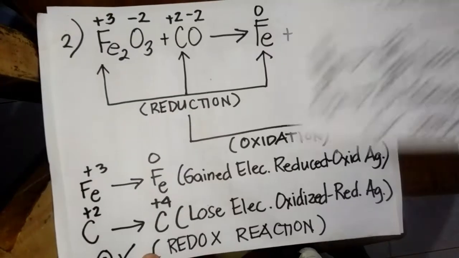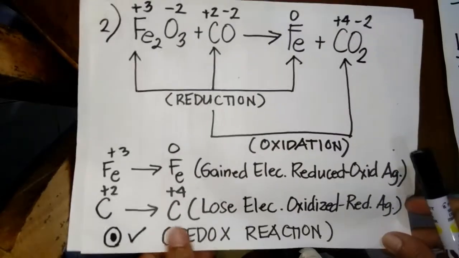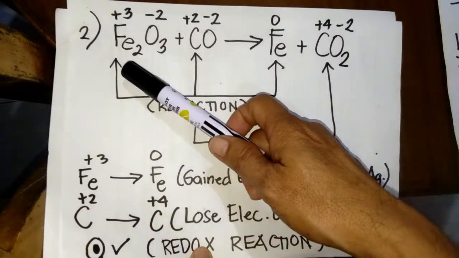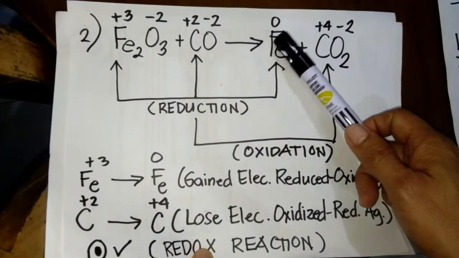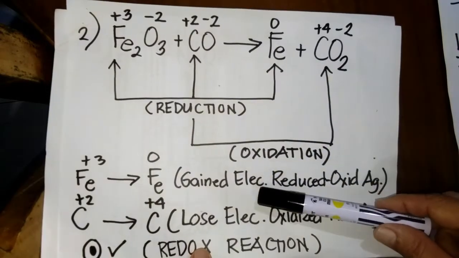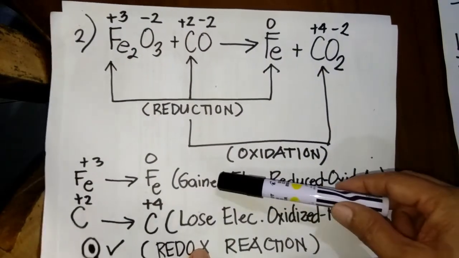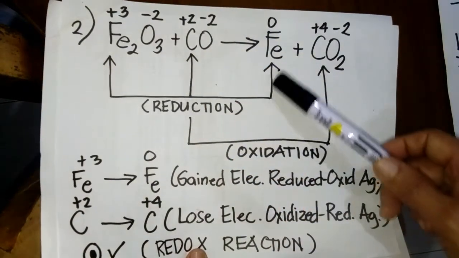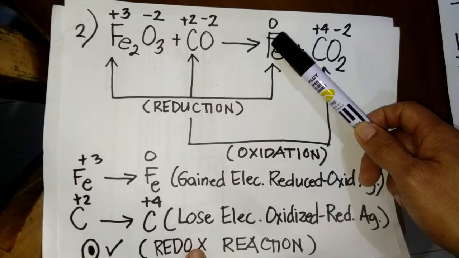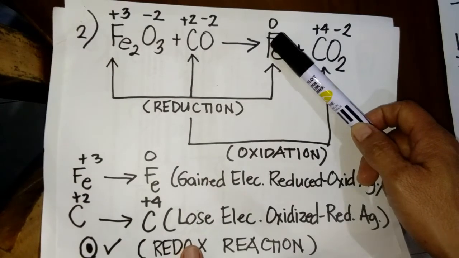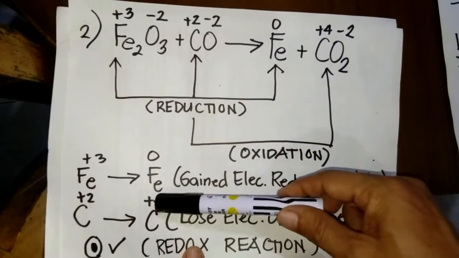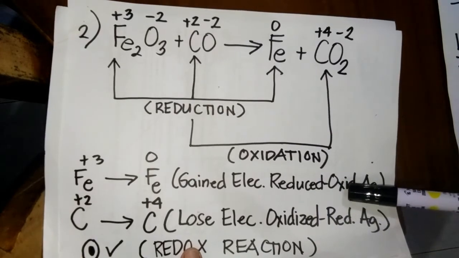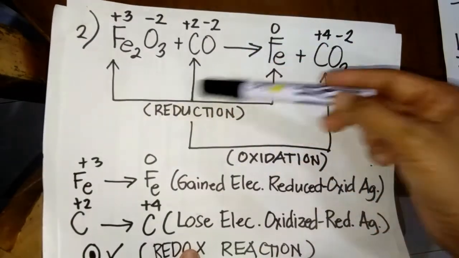Okay? So example number 2. Okay, so this is quite different. Fe2 is positive 3, and here in the product side it is 0. So it is now our oxidizing agent. Why? Because it gained electron from positive 3 to 0. Okay, so do not be confused with our rules earlier. So reduction is GER. Gained electron is reduction or reduced. Therefore, iron is our oxidizing agent in the reactant side here.